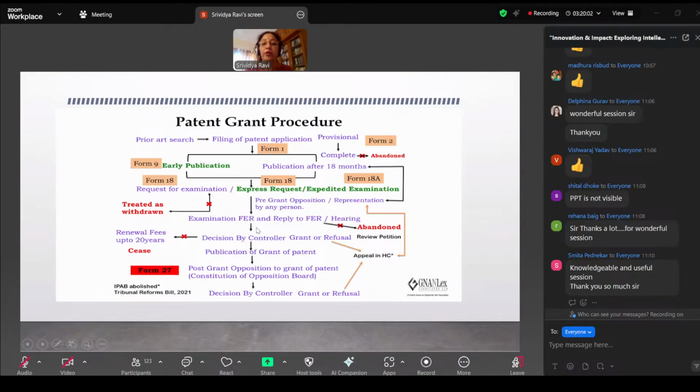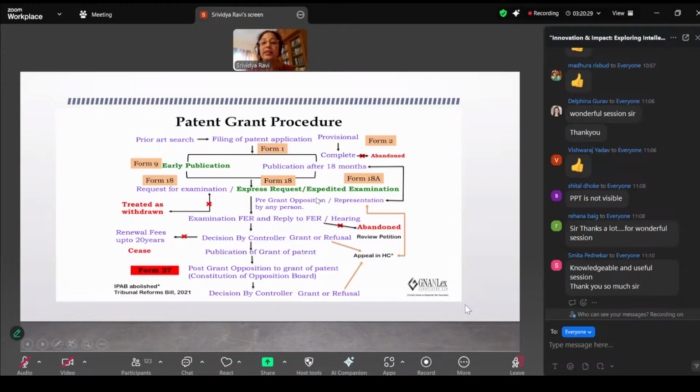Either you get a patent granted, and you are given a decision by the controller that your patent is granted. You pay the fee for 20 years. If you don't pay the fee for 20 years, your patent will cease to exist. You keep paying the fee every year, and then the patent gets renewed through the payment of the fee, and your rights are enforceable.